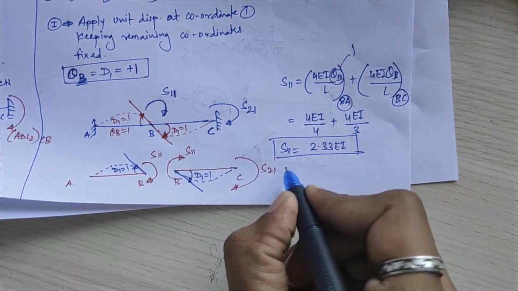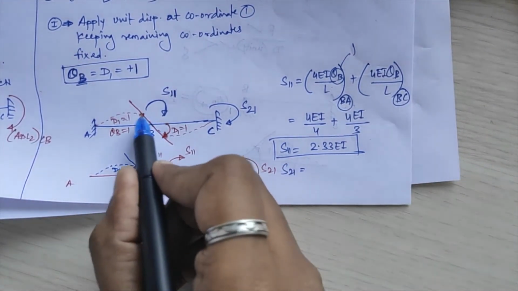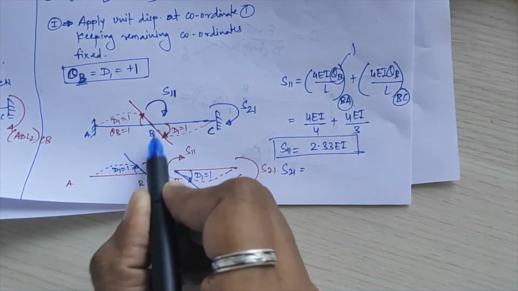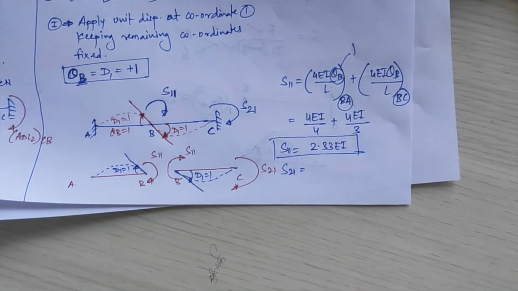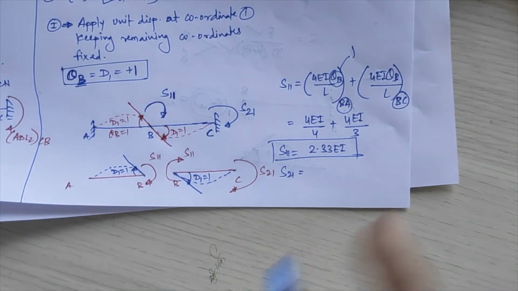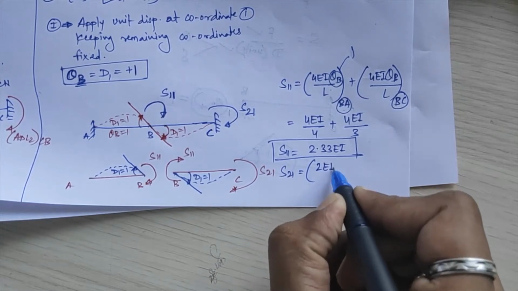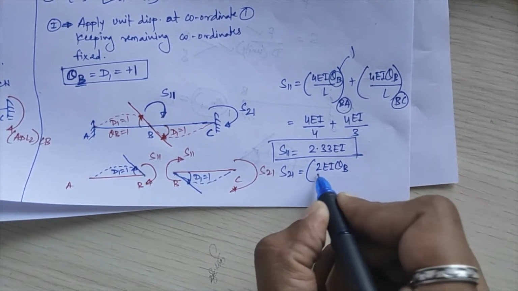Right, now I'll see for the value of S of 21. Here you are applying unit displacement. As compared to this unit displacement, this point C will be our far end over there. But that is subjected to only one member, that is CB. So S of 21 will be equal to far end rotation, that is 2 EI theta B upon L.